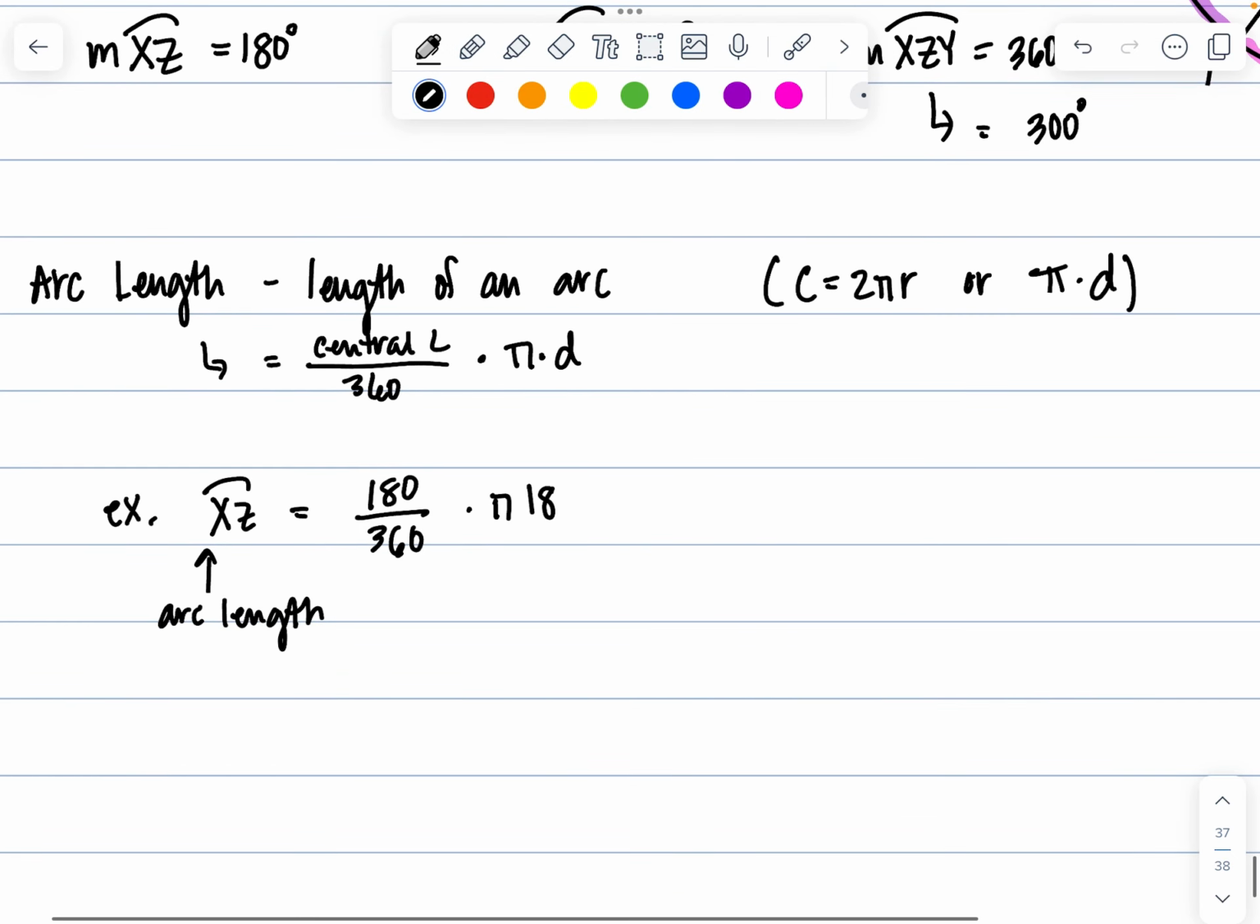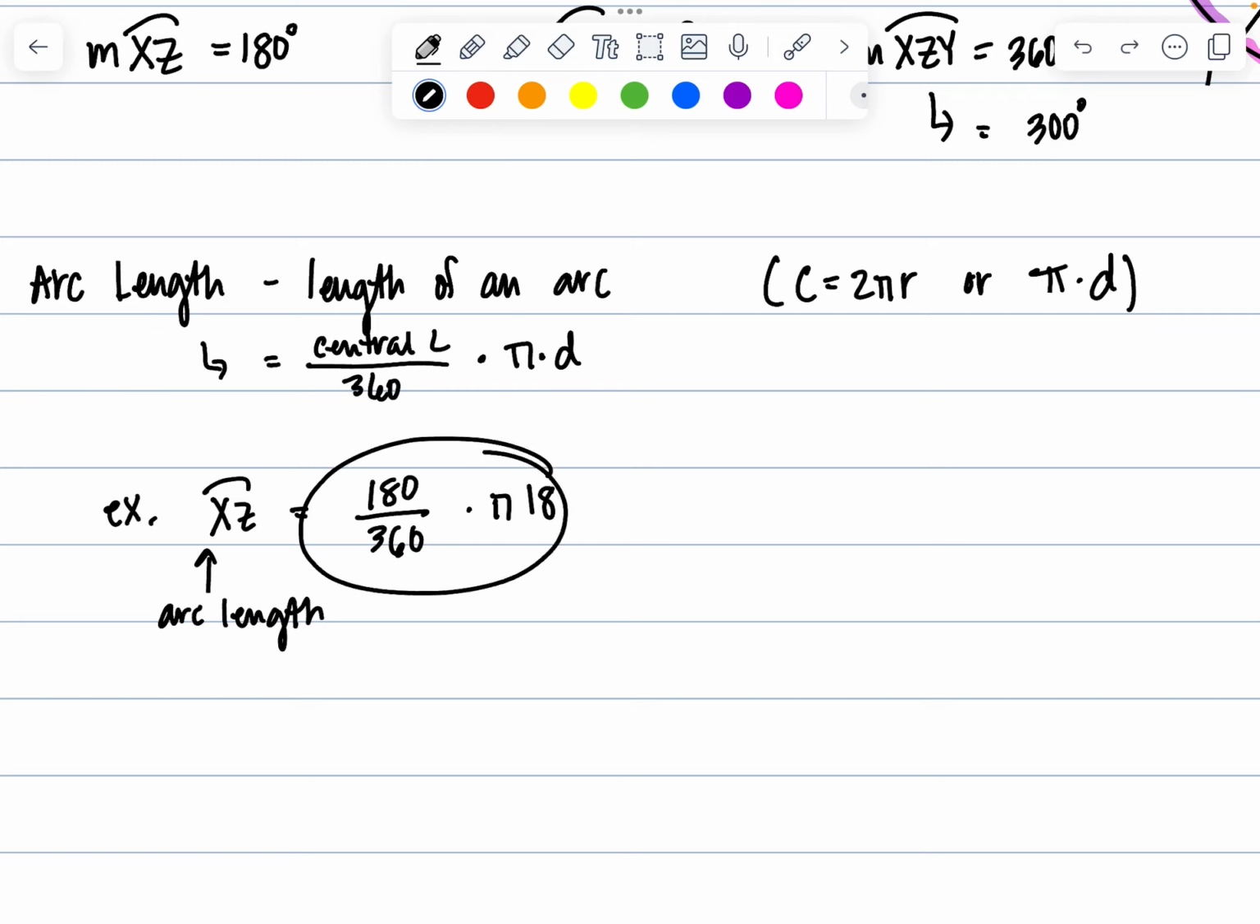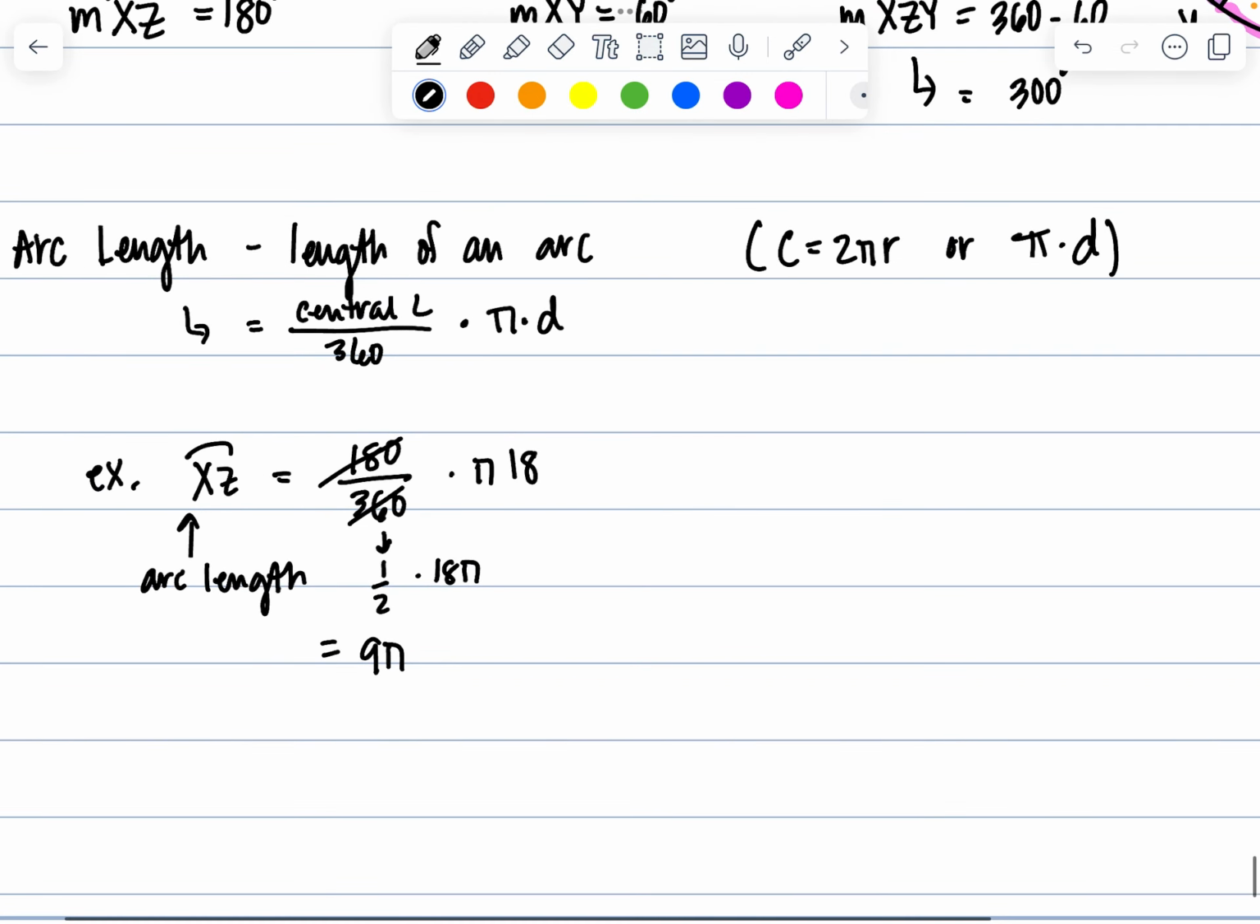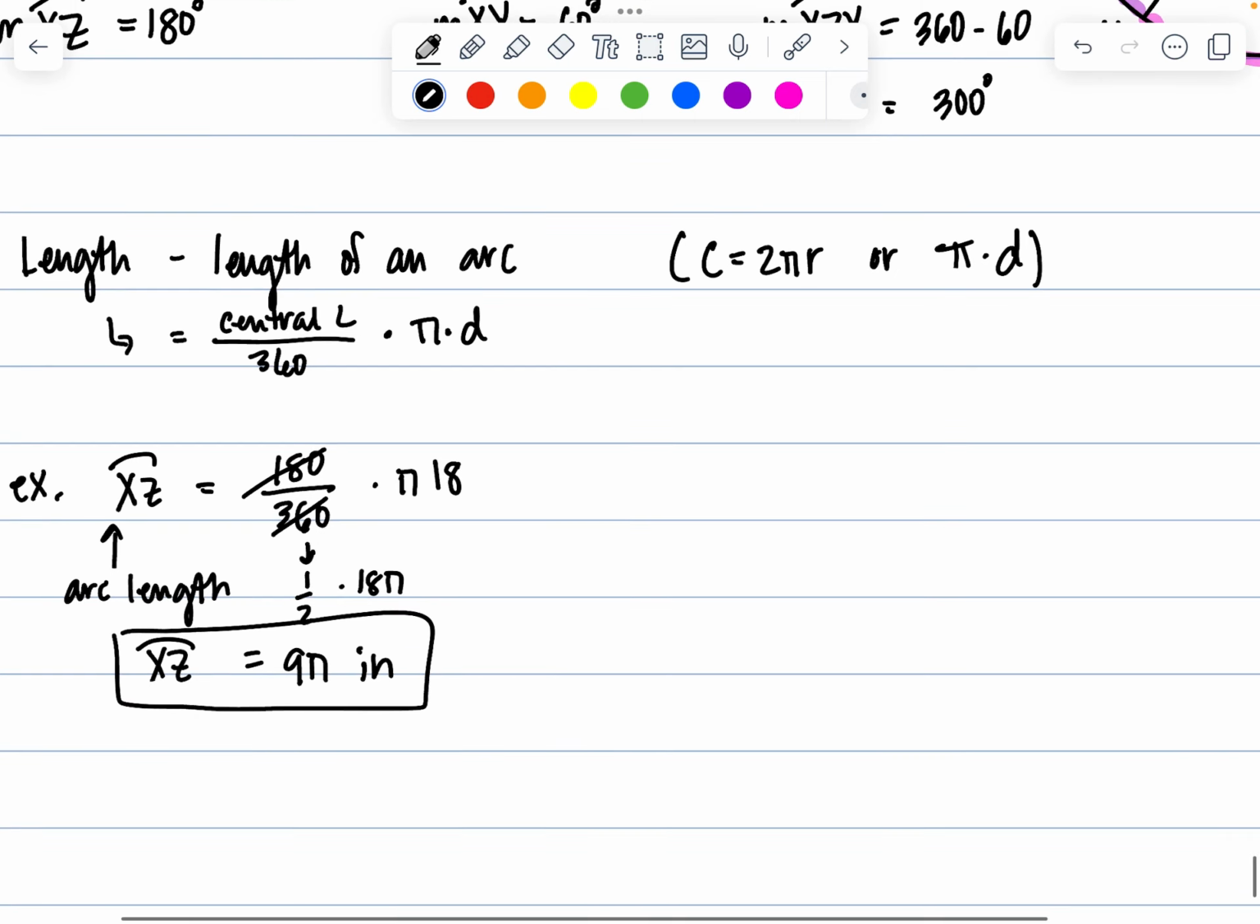So the nice part is we know a semicircle is half of a circle. So if we know that this is 18 pi for the circumference, a semicircle would be 9 pi. And this is where canceling kicks in. This becomes 1/2. Then we do 1/2 of 18 pi, which is equal to our 9 pi that we just talked about. Since this is measured in inches, we would do 9 pi inches. So the arc length of XZ would be equal to 9 pi inches.